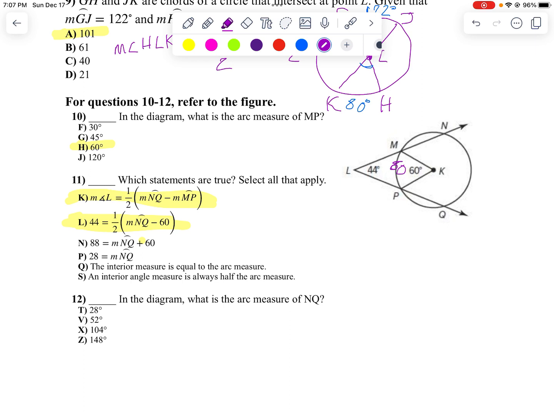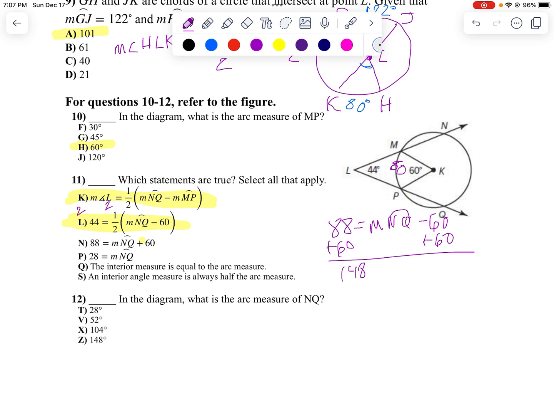Okay, now let's actually do the work to see if letter P is correct. So 44, actually let's get rid of the 2. Let's multiply both sides by 2. So in other words, 88 equals the measure of arc NQ minus 60. Well, we'll add 60 to both sides. And we can definitely see that's not true, isn't it? Because we're going to get 148 equals the measure of arc NQ. In fact, looking ahead, that's the answer to number 12.